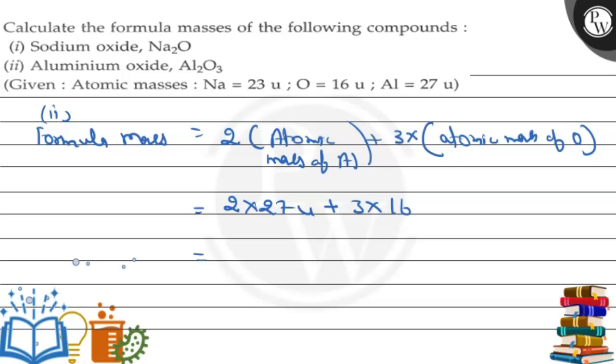So it will be equal to 54 plus 48. So the formula mass for Al2O3 will come out to be 102 units, right? I hope you understand it well.